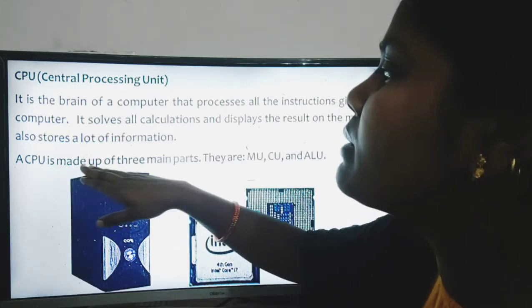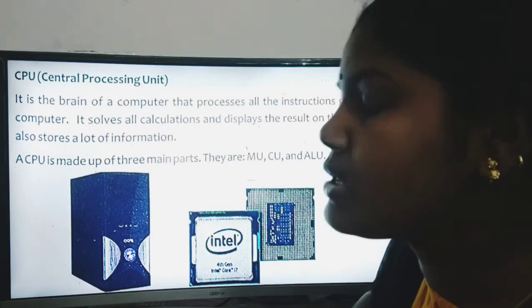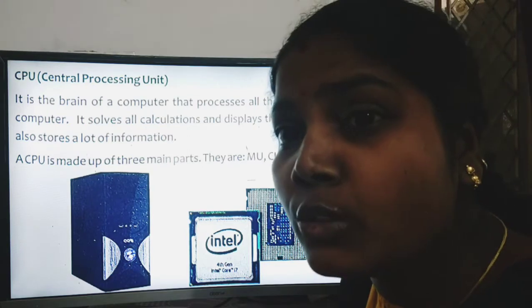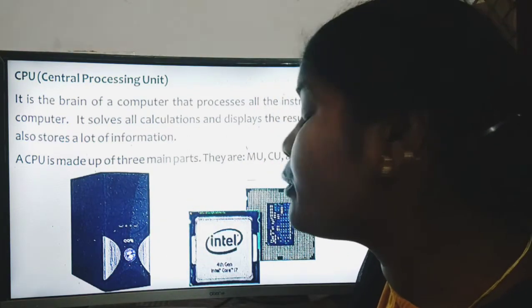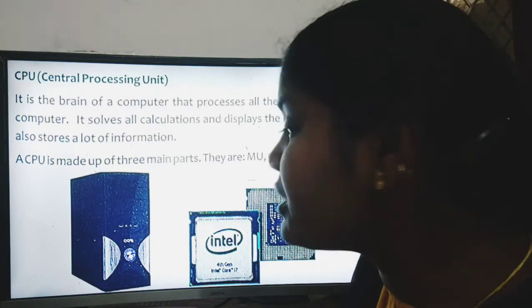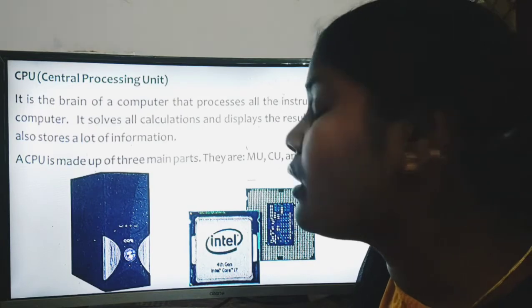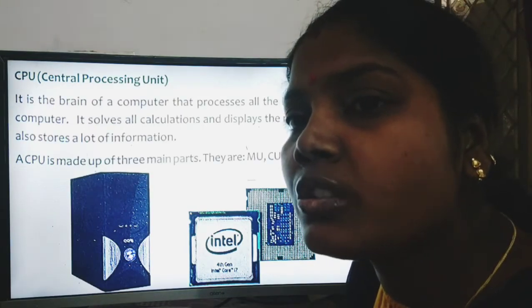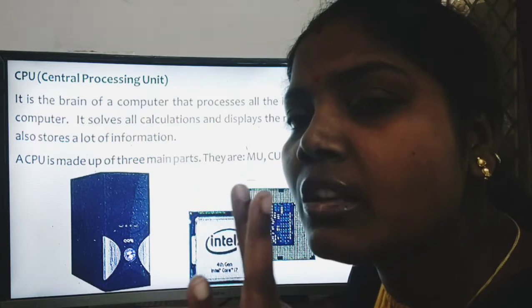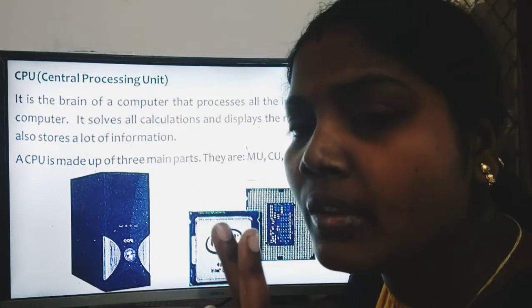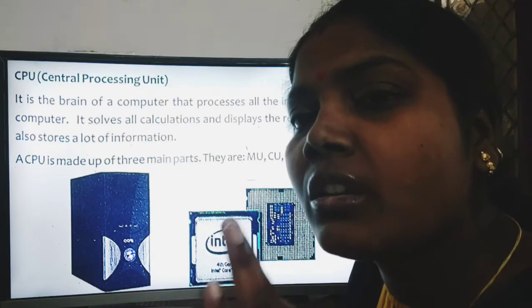A CPU is made up of three main parts. In the CPU we have three main parts: MU, memory unit, CU, control unit, and ALU, arithmetic logic unit. In the CPU these three are the main parts and the main things.